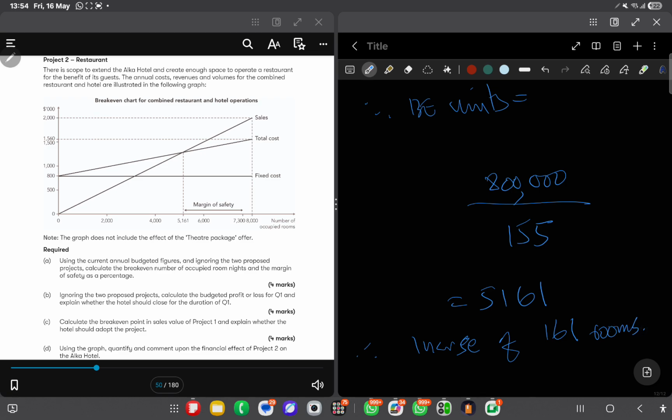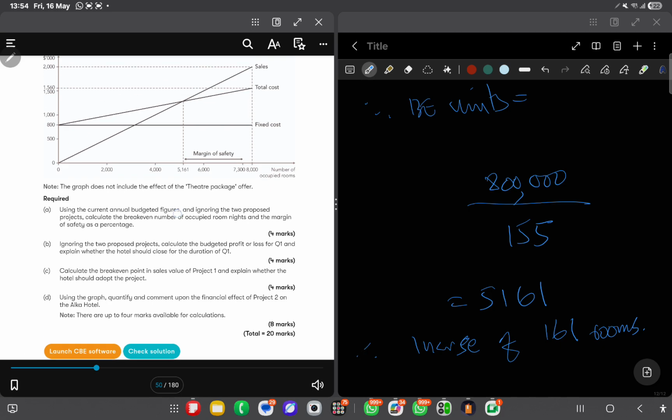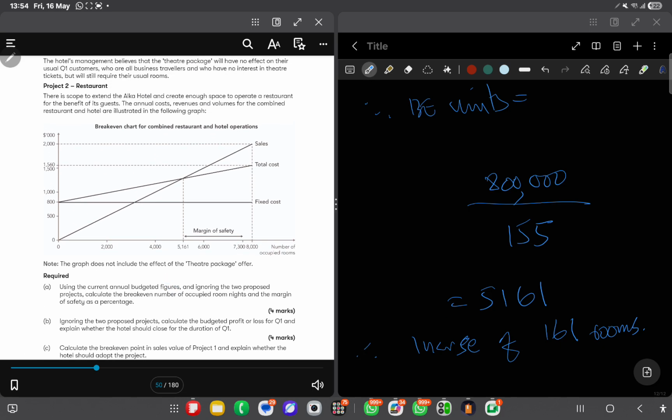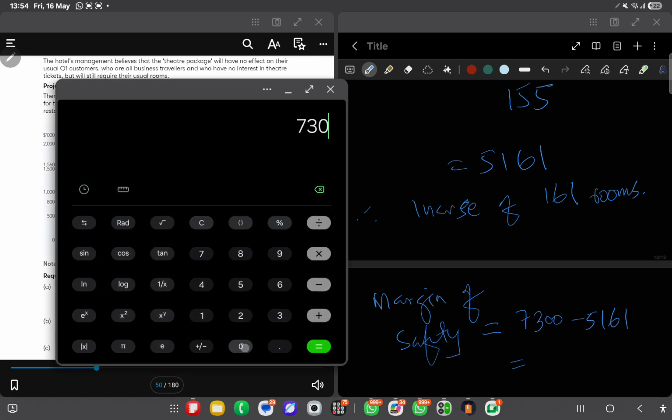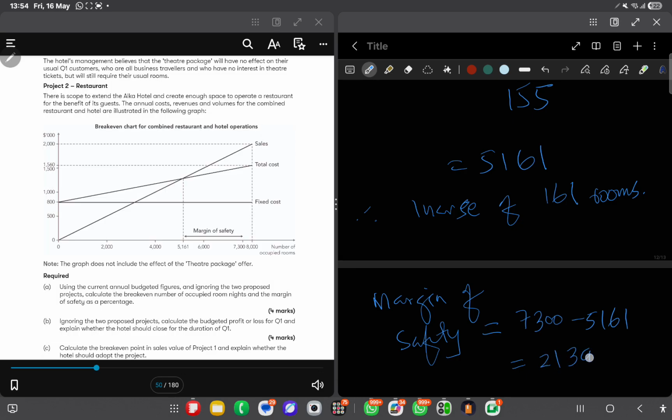Furthermore, we can also go to the diagram and find out all this information. So I have the sales, total cost we got, and then margin of safety. For the margin of safety, you have to take the given sales, that is 7,300 minus 5,161. So 7,300 minus 5,161, 2,139 rooms.